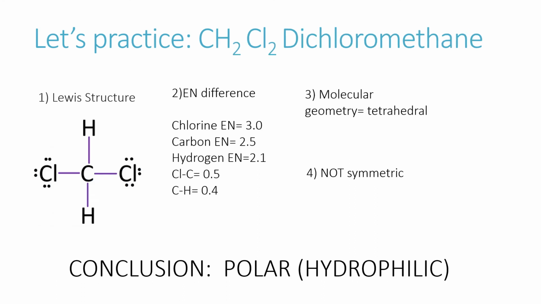Alrighty, let's try one more. So we're going to do the same steps as last time, starting with drawing the Lewis structure of dichloromethane. Next, we determine the electronegativity differences. But since both carbon to chlorine and carbon to hydrogen electronegativity differences are above 0.4, we have to keep going because we are still unclear of whether it's nonpolar or polar. So now we're going to figure out the molecular geometry. So CH2Cl2 is a tetrahedral shape. And if we look at the symmetry, this molecule is not completely symmetric because there are different atoms surrounding the central atom. Therefore, dichloromethane is a polar molecule, so it's going to be hydrophilic.